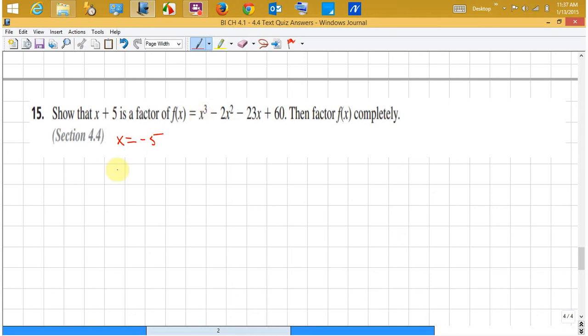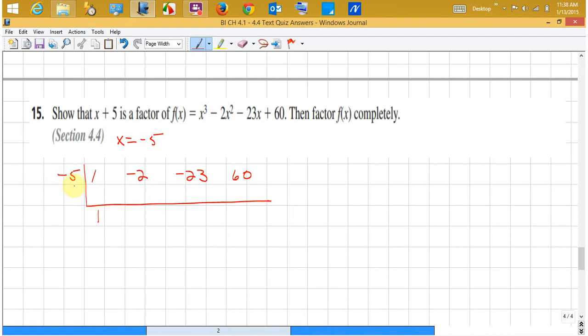So I have a coefficient of 1 on the x cubed term, a minus 2 on the squared term, minus 23 on the x term, and 60 on the constant term. So I have all the terms, cube, square, 1, so yeah, they're all there. Don't have to add a 0, and I'm going to do a synthetic division with a negative 5.